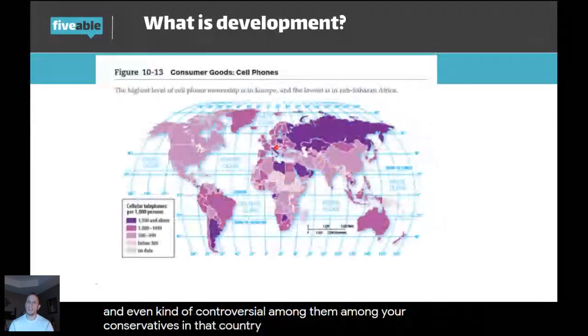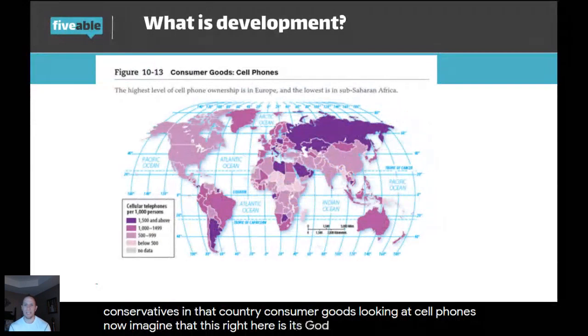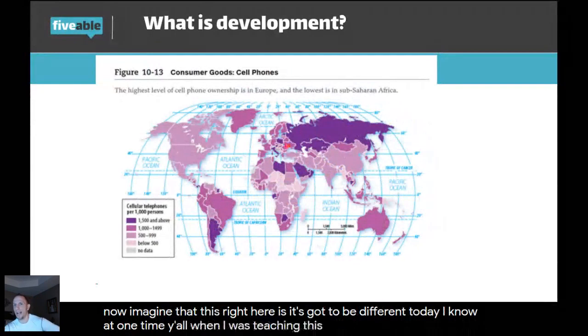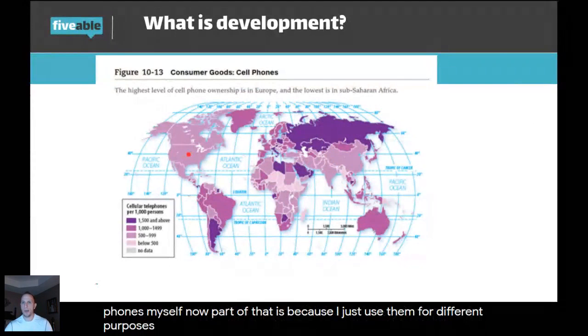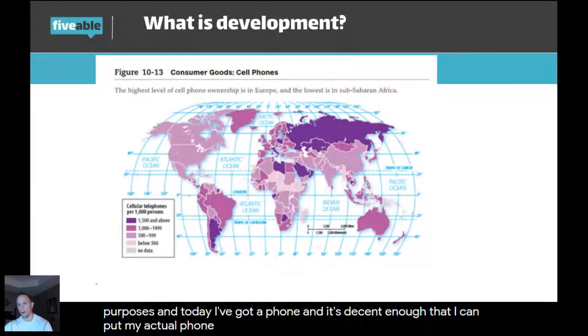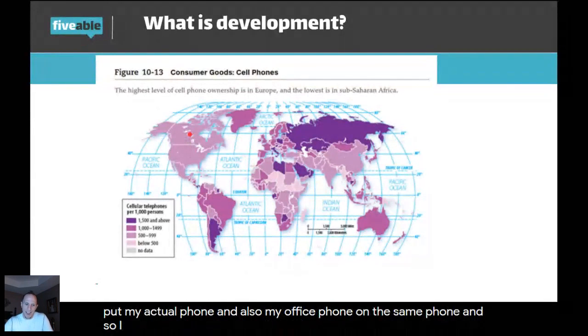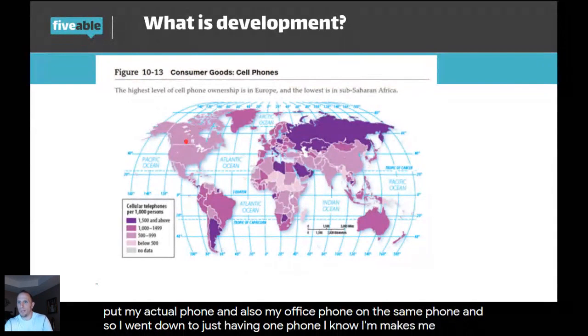Consumer goods, we're looking at cell phones. Now, I imagine that this right here has got to be different today. I know at one time, y'all, when I was teaching this class, I literally had three phones myself. Now, part of that is because I just used them for different purposes. And today I've got a phone that's decent enough that I can put my actual phone and also my office phone on the same phone. And so I went down to just having one phone. I know, it makes me sound really old.